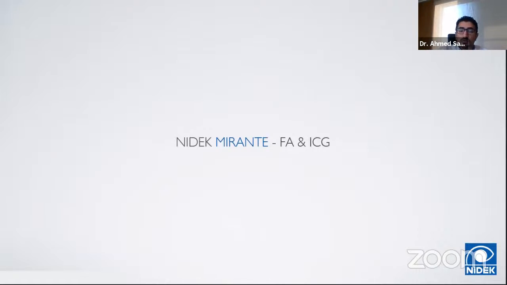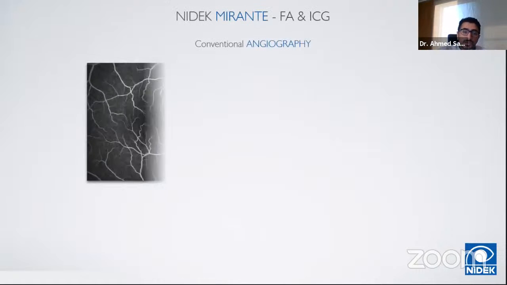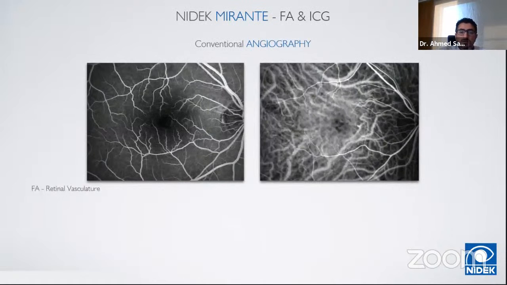Moving ahead, I can move to fluorescein angiography or ICG imaging. Fluorescein angiography or ICG imaging, of course, has been used for a very long time. Fluorescein angiography is used to visualize blood vessels in the retinal vasculature, and ICG imaging is used to detect blood vessels in the choroidal vessels or choroidal nodes.